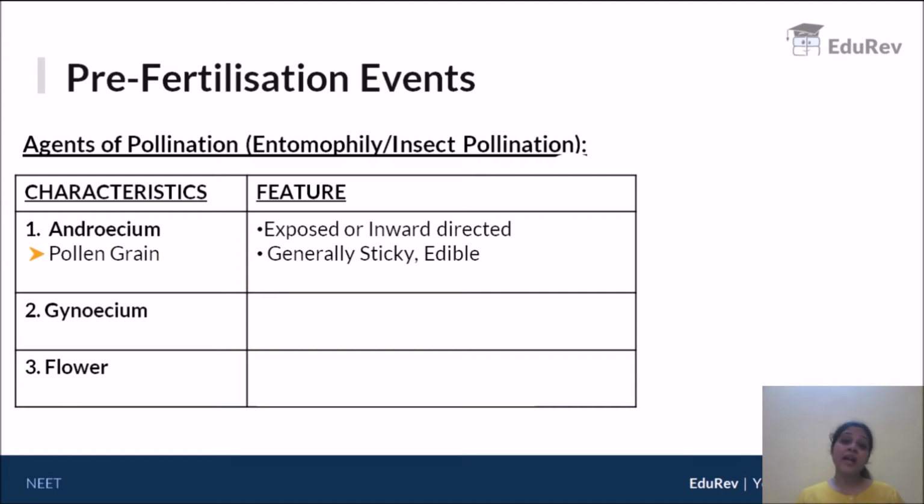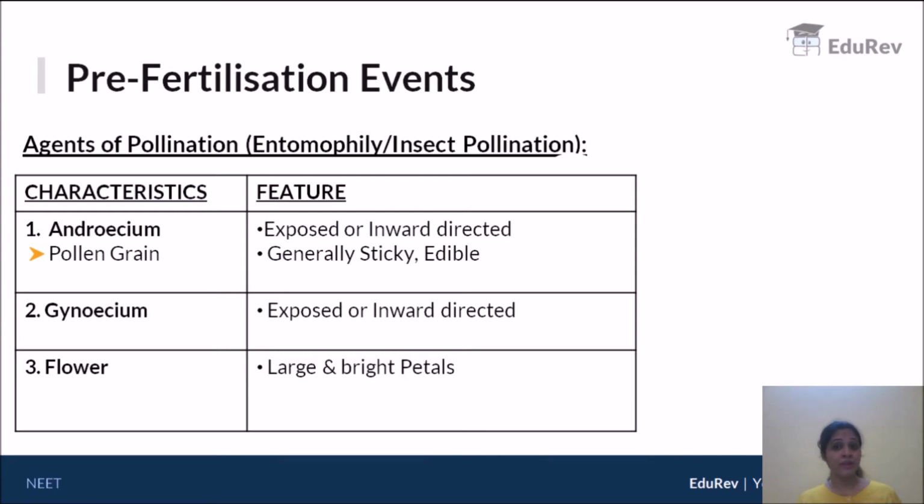The next is with respect to the gynoecium. Likewise, you do not require a gynoecium that's exposed. It may be exposed or it may be inward directed. We're not very specific. But what we need to study is the nature of the flower here. Since you want to attract an insect, obviously the flowers have to be brightly colored so that the insect feels attracted. Also, you need to have the presence of nectar so that, if they do come, they have something to be attracted towards. Another thing that can attract them is the presence of fragrance. So large bright petals in the flowers, fragrance, and the presence of nectar. That means nectar is available.